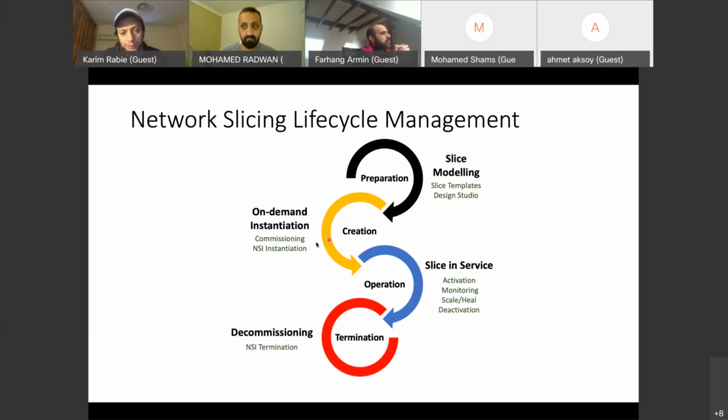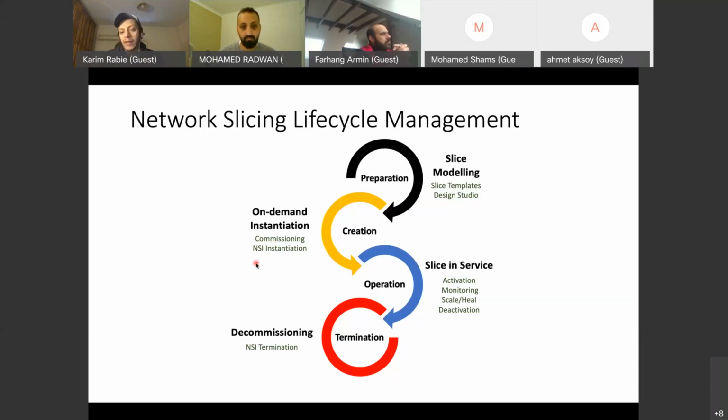Next is creation, which is the on-demand instantiation. There should be a framework to do the on-demand instantiation, and it is there because we have always managed to instantiate network services in the NFV domain, and even from service orchestration, this is a very common framework, so it is there.